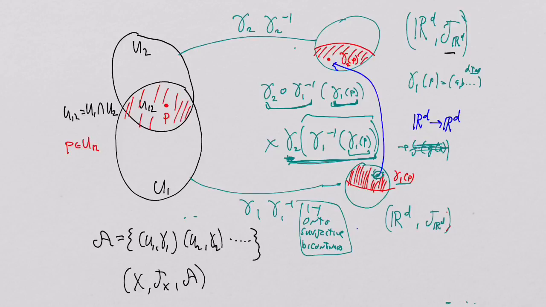But there's obviously another one of these guys, right? There's one that goes the other way, like this. I'm just going around all of my writing already. And that one looks like, go back to green, gamma 2 inverse composed with gamma 1.